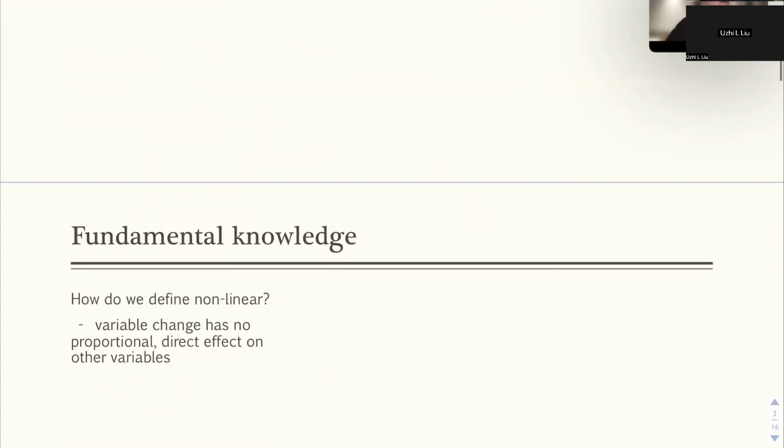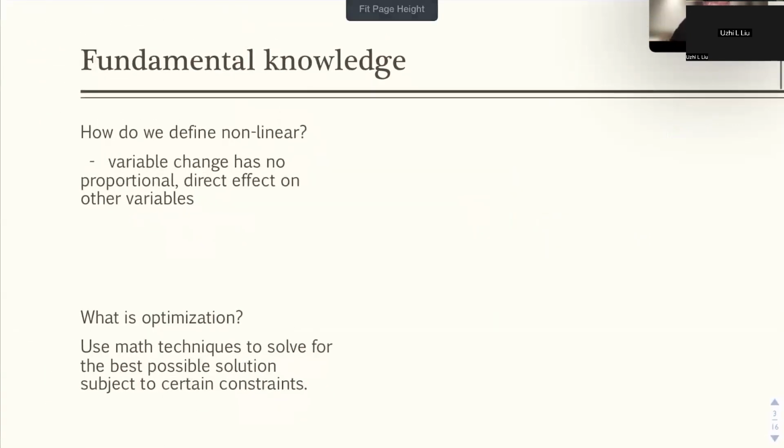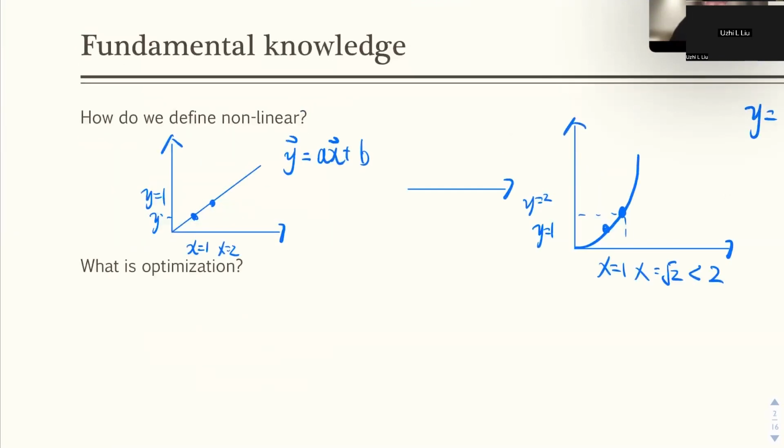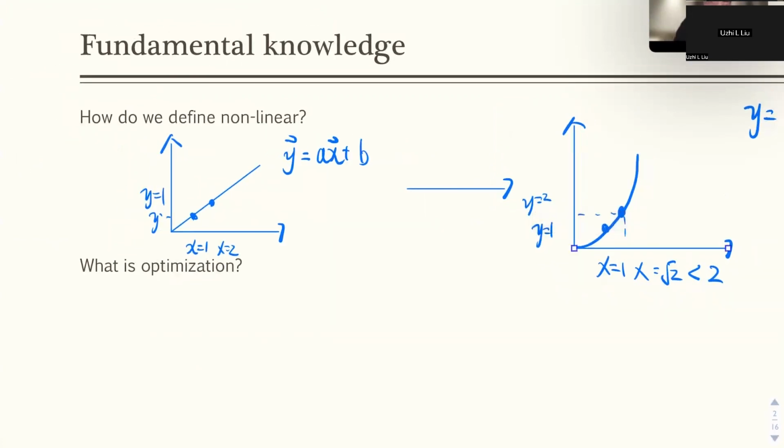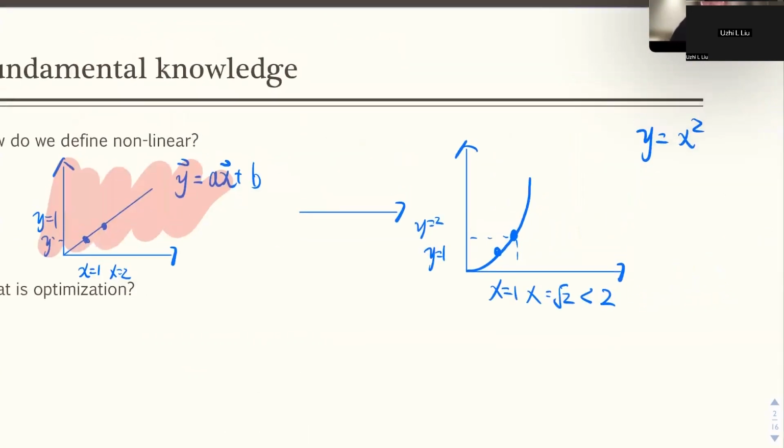And here we have the formal definition. How do we define a nonlinear function, or what can we say about one? It is that a change in one variable has no proportional or direct effect on the other variables, which is exactly what the examples I showed here demonstrate. This one is linear, following the format y equals ax plus b. And this is the typical example of a nonlinear function.